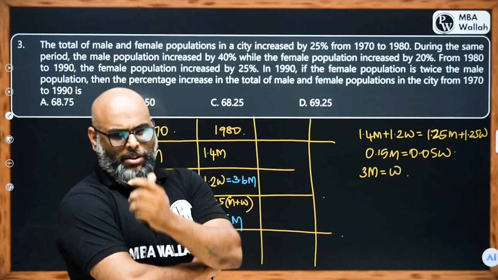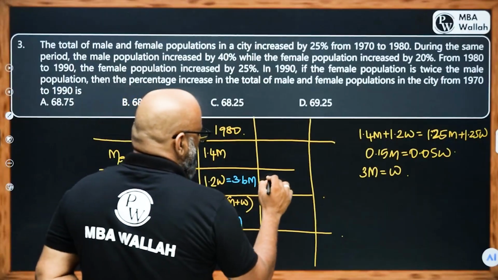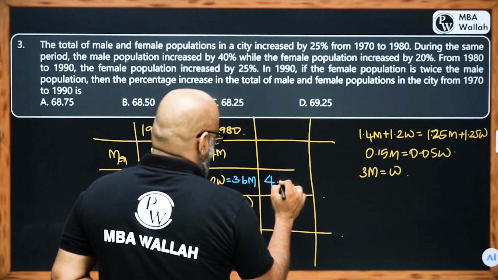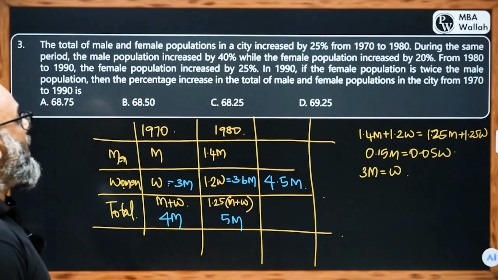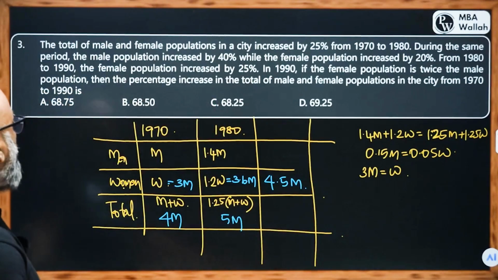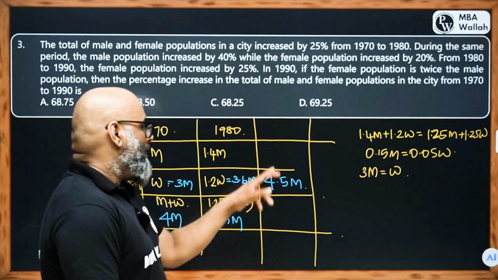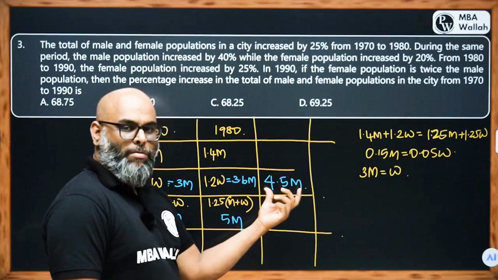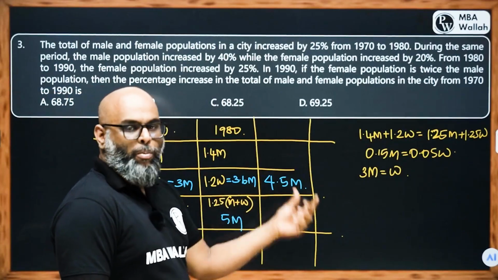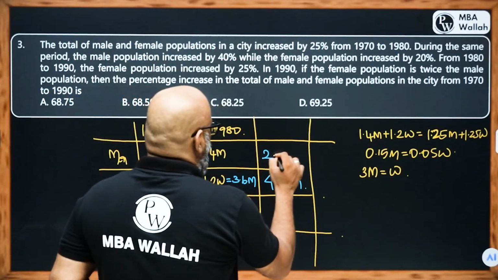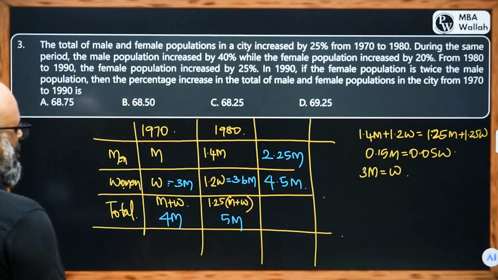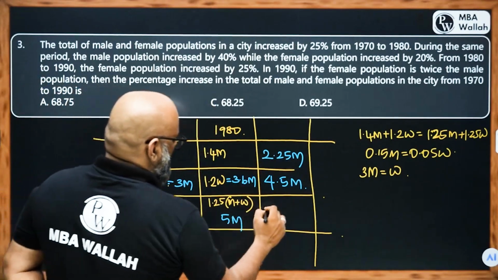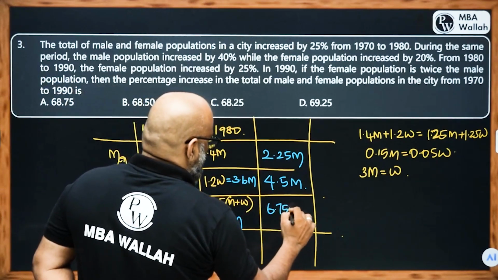3.6. 25% is 0.9. So this will be 4.5 m. What else is given? In 1990, the female population is twice the male population. Whatever value here it was, this is twice of that. So this should be half of 4.5. This will be 2.25 m. So 2.25, this will be 6.75 m.